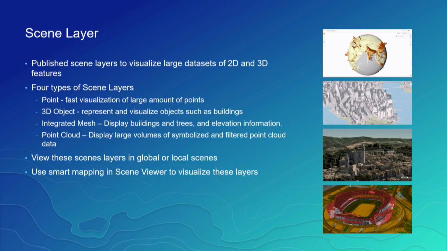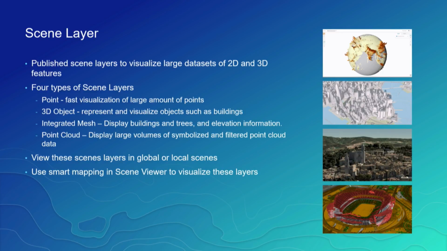The next up are 3D object scene layers. You can use these to represent such things as buildings, like in that image, where we're looking at buildings within New York City. But you could also use them for creating geological bodies and looking at them in subsurface data.